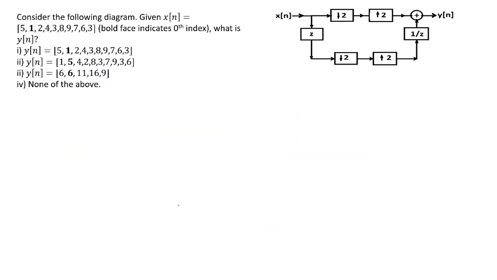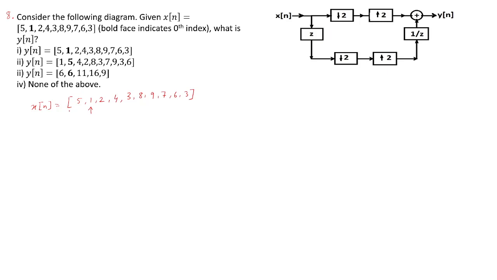Okay, let us move to question number 8. So you are given a sequence xn, which is 5 1 2 4 3 8 9 7 6 3. This denotes the 0th index. So what is yn?